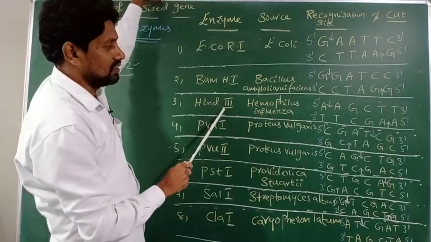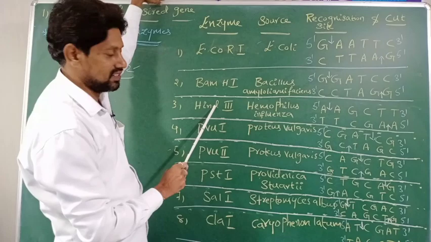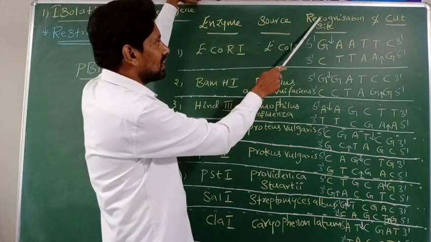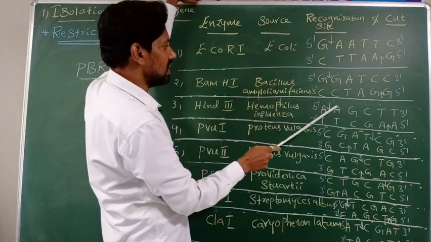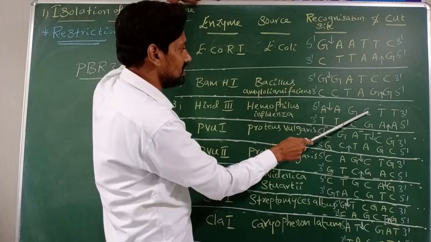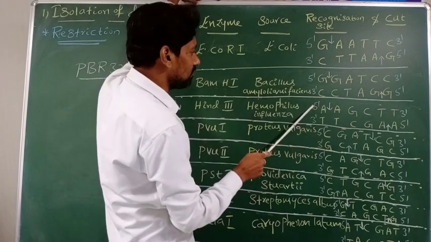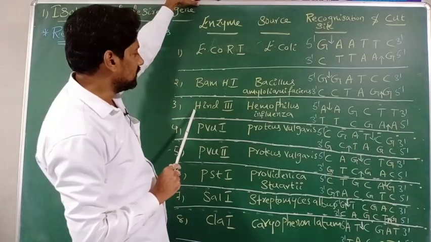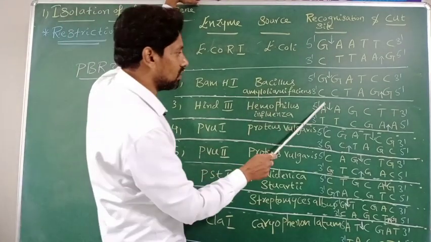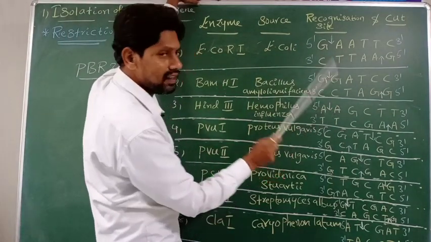Now, HindIII is a restriction endonuclease. For this enzyme, what is the recognition site, sir? AAGCTT, reading from 5' to 3'. This HindIII cuts between what and what? A and A. Cuts between A and A.